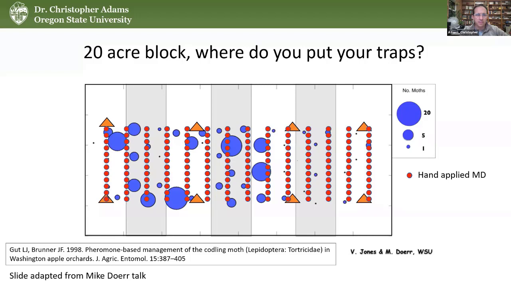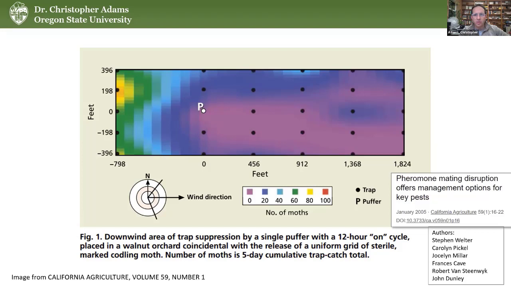What about mating disruption with aerosol emitters? Aerosol emitters put out large volumes of pheromone, and we have shown that they shut down traps downwind for many meters. These data are from a walnut orchard with some work done in California, and you can see how the black dots represent the traps, and you can see how the aerosol emitters shut down catch in most of those traps to the right. It's important to remember that these emitters are still disrupting moths through competitive attraction.